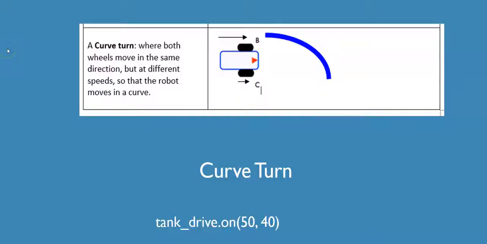The last turn is a curved turn, where both wheels move in the same direction but at different speeds. So they're both going to be moving in the same direction, but one is going faster than the other. The robot is going to turn in a big circle. The faster wheel is going to be on the outside of the circle. So to program this, again tank_drive.on, 50 on the left wheel, 40 on the right wheel.